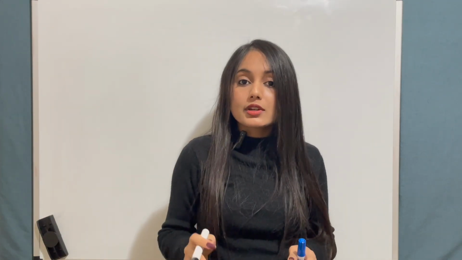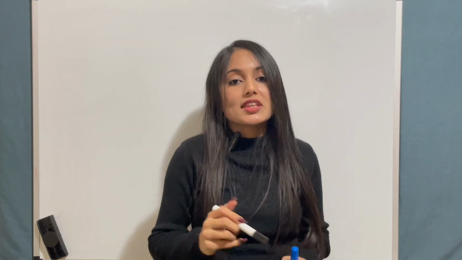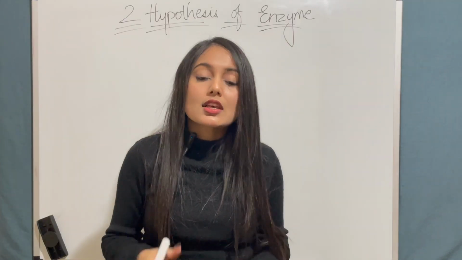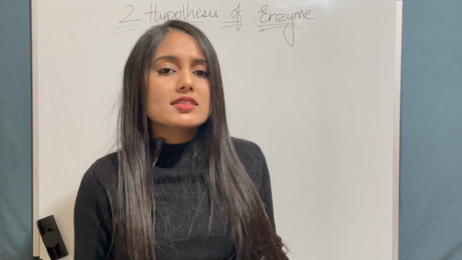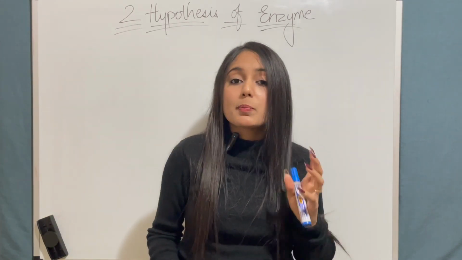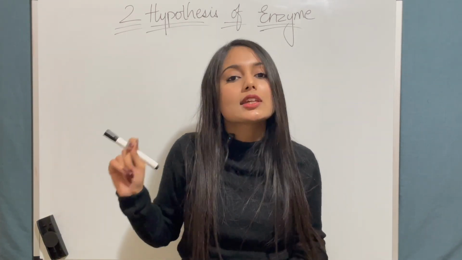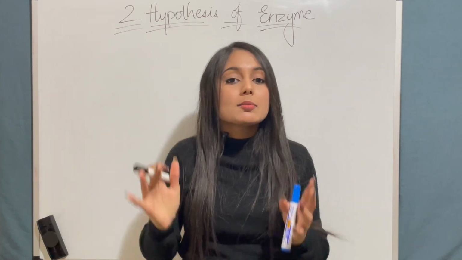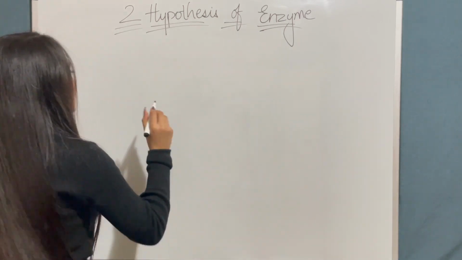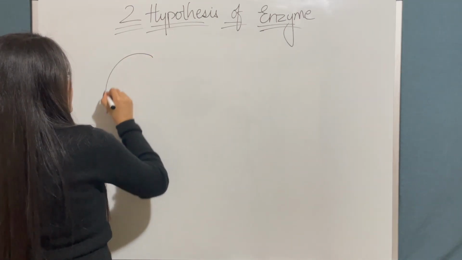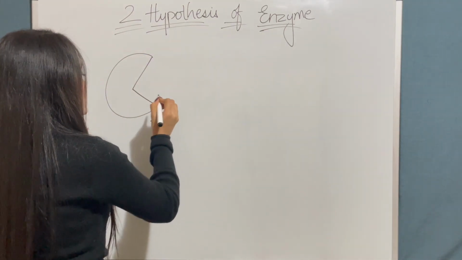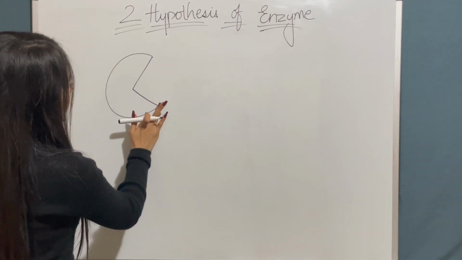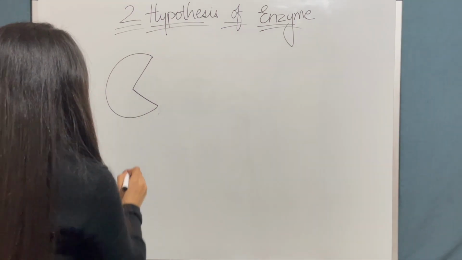Okay, so far we looked into what an enzyme is and its structure, but now we are supposed to look at two hypotheses of enzyme action. The first one is the lock and key hypothesis. Now what is that? As any specific lock has its own key, you cannot open that lock with any random key. Similarly, here the lock is our enzyme having this active site. So now this is our enzyme.